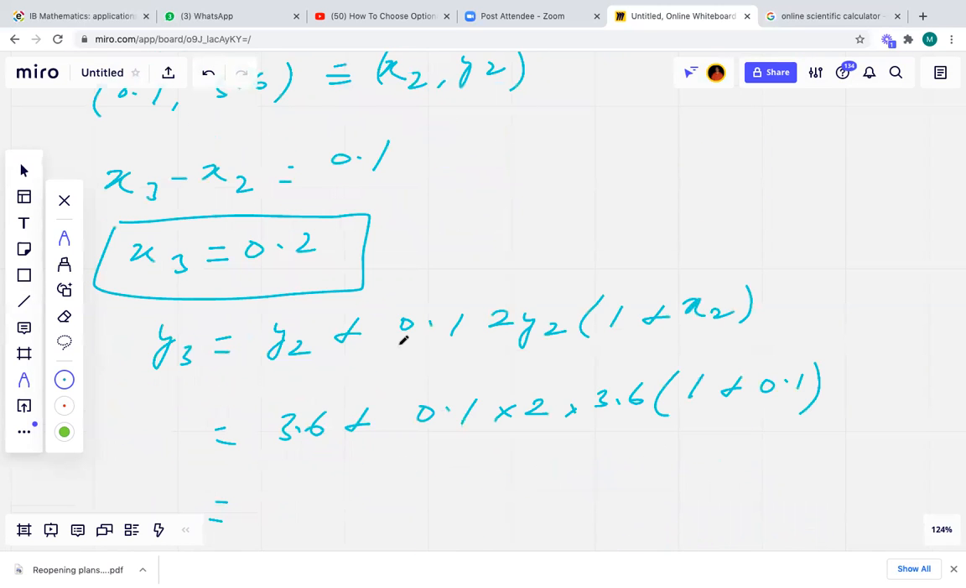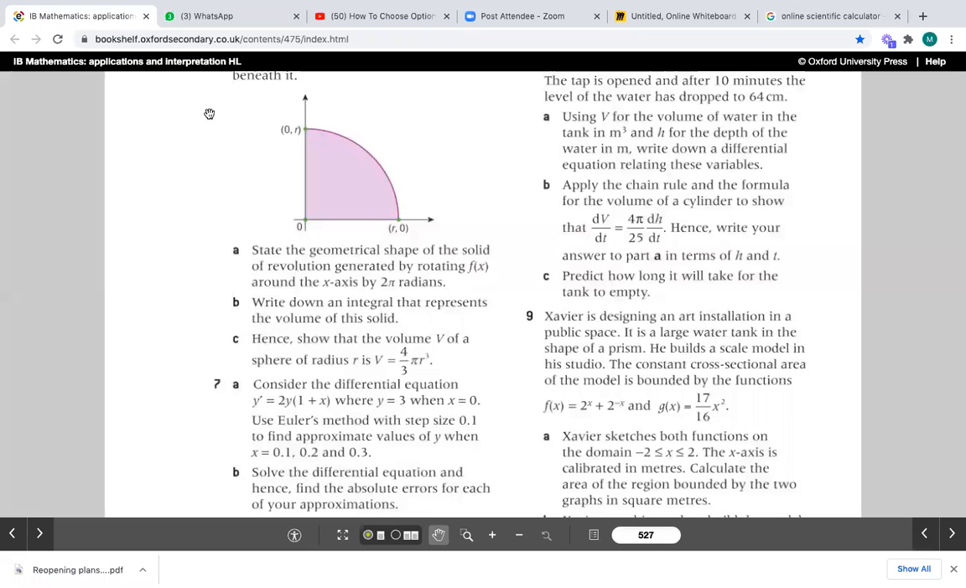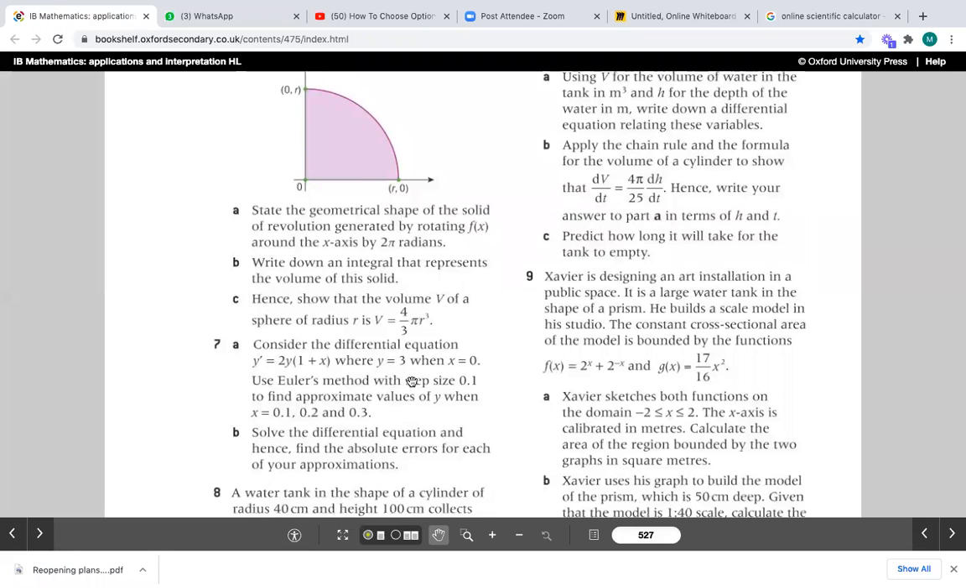Just one last question. Every time they have to use Euler's method, they will say it, right? Look, see this: consider the following differential equation, use Euler's method. They have mentioned it. They have to mention it, and they have to give you the step size. That is all they have to do.